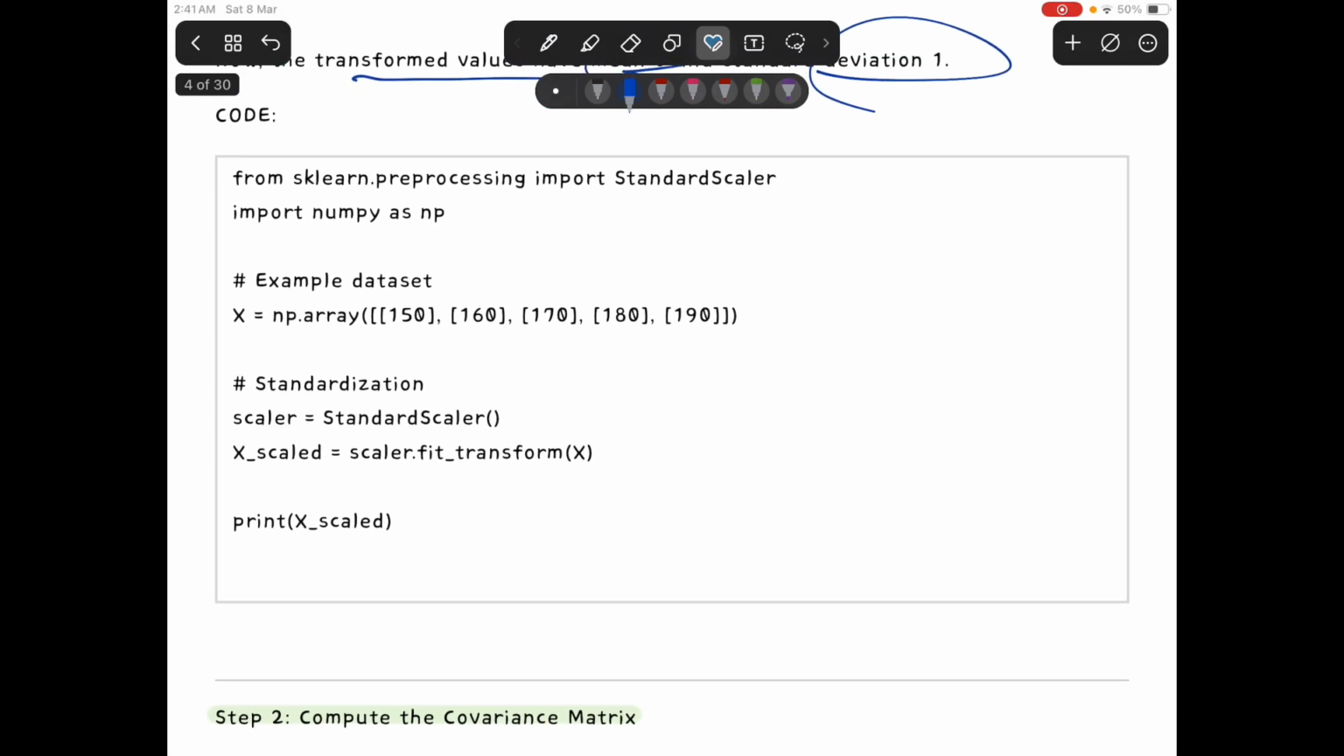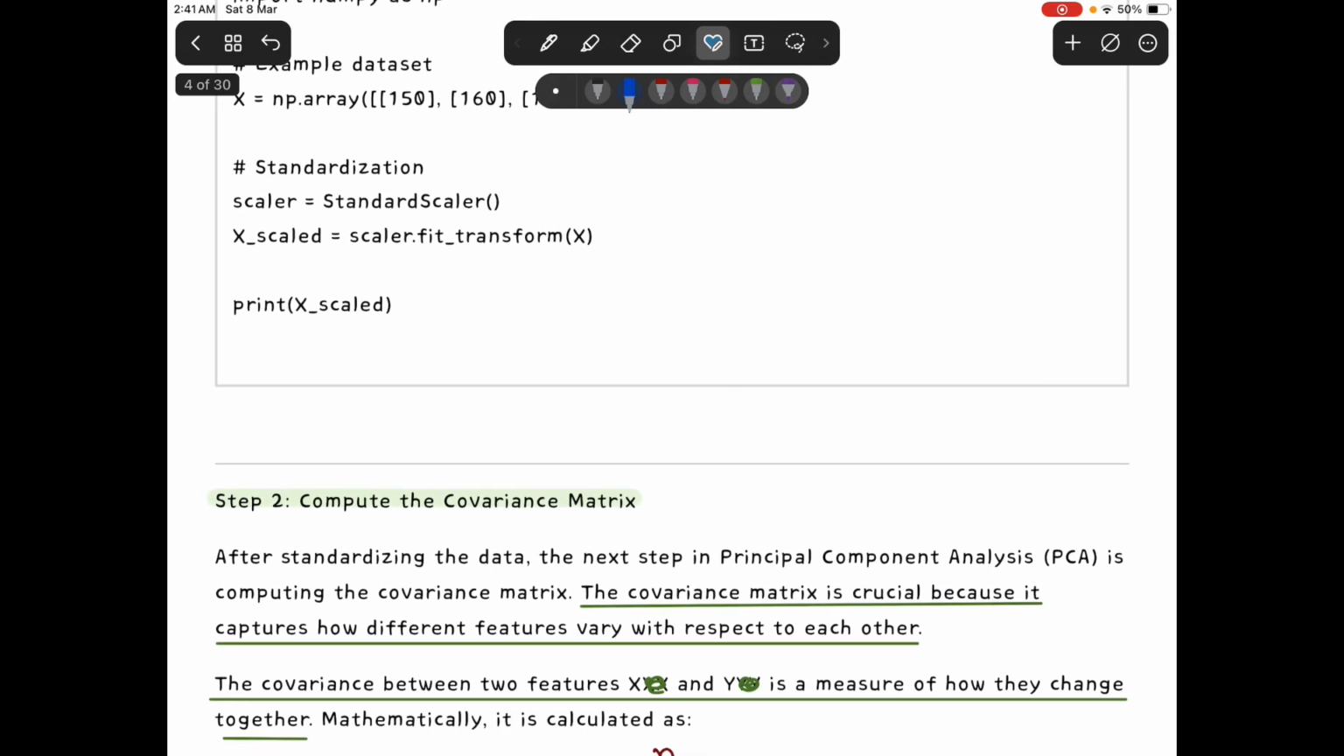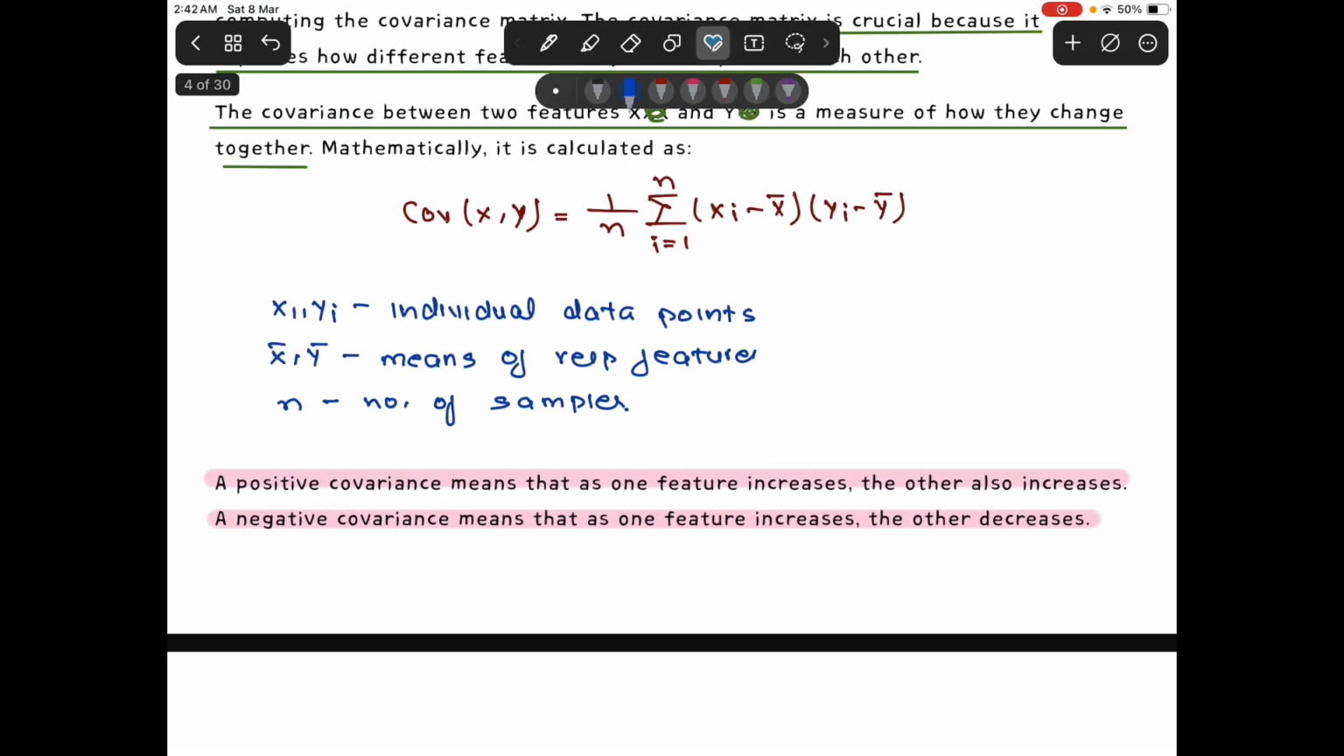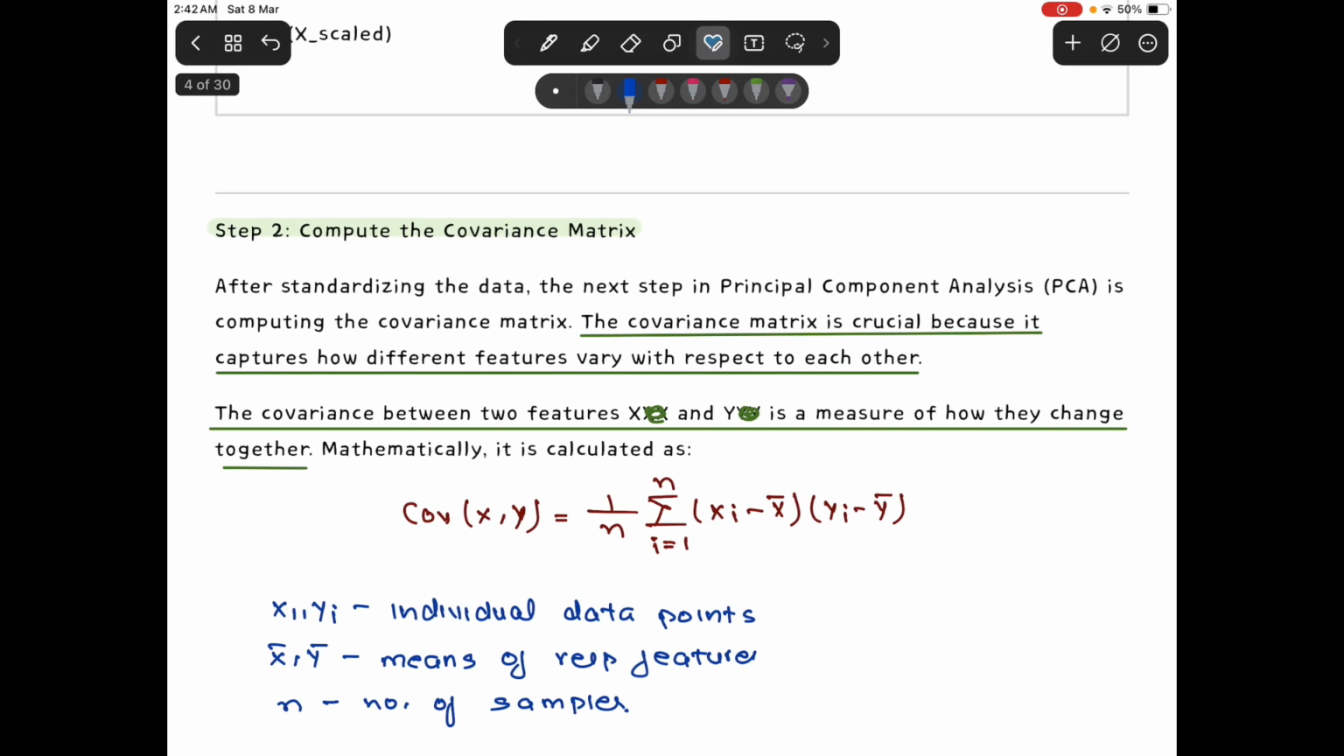This is a coding part we will discuss later on when we are on the laptop. So we are done with the first step, that is standardization of data points. I hope you guys are understanding what we are doing till now, what is the importance of PCA, and why we need to standardize the data.